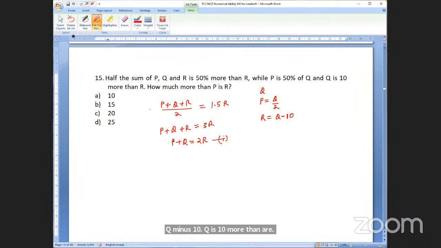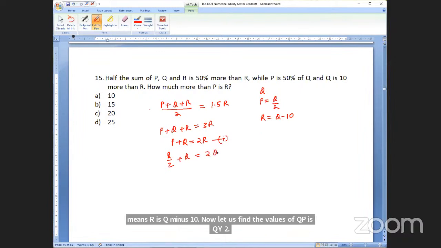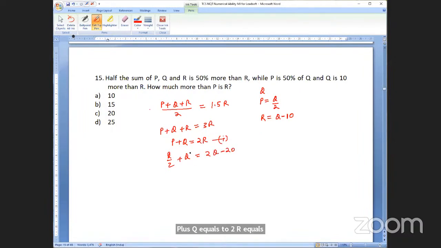Now let us find the value of Q. P is Q by 2, plus Q equals 2R, equals 2Q minus 20. So this is 1.5Q and 2Q. That means half Q is equal to 20. Value of Q is 40. Value of P is 20. And value of R is 30.